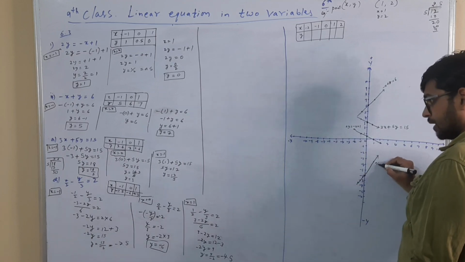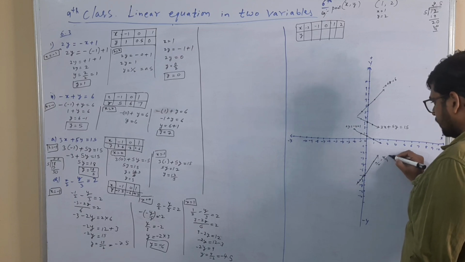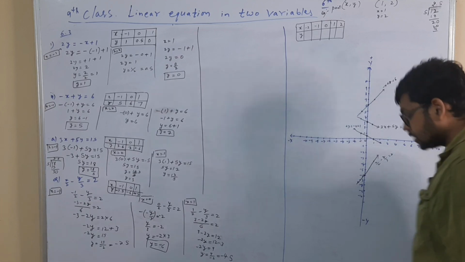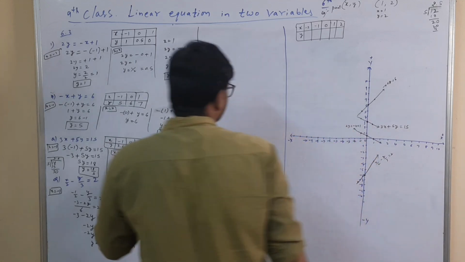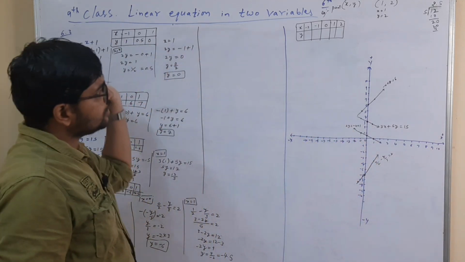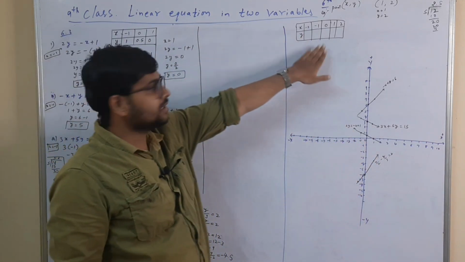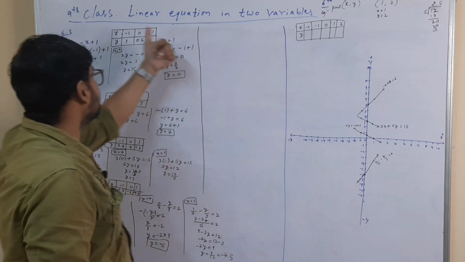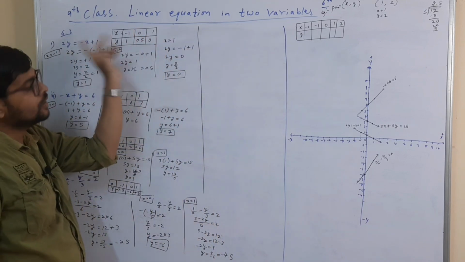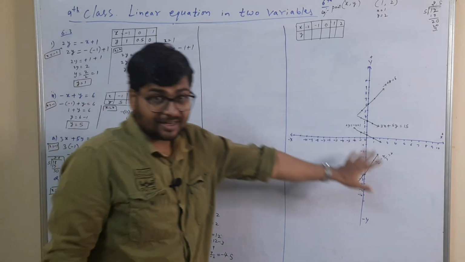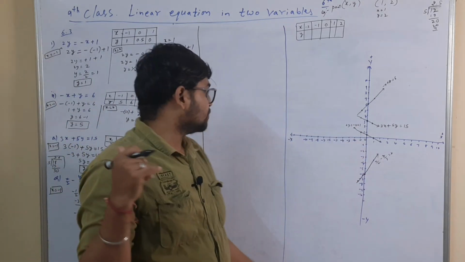So this equation is x by 2 minus y by 3 equal to 2. So what we did: whenever the equation is there, we have to substitute. In this one I am taking only 3 values. Whenever we take 3 values, we will get y values, and whenever we get values, we get a graph. So the first question is over.